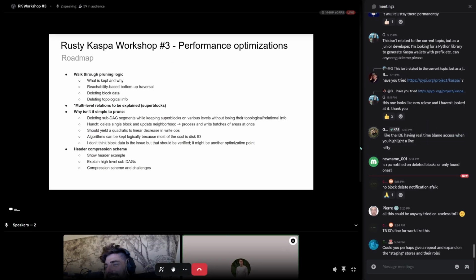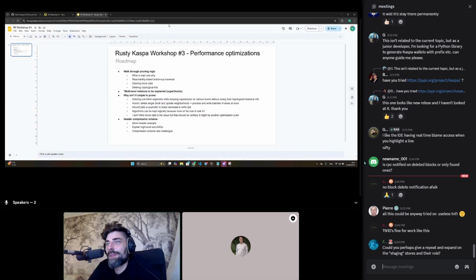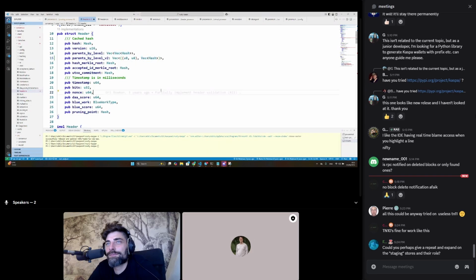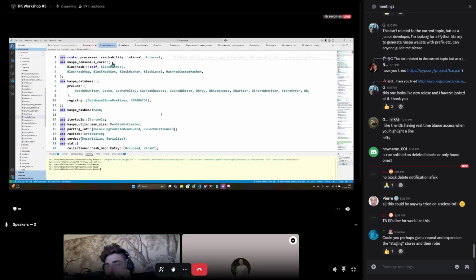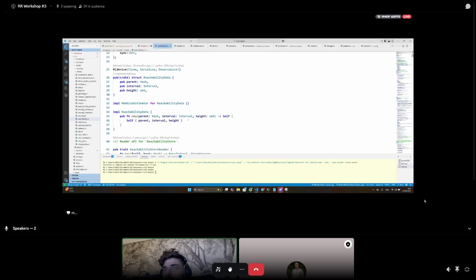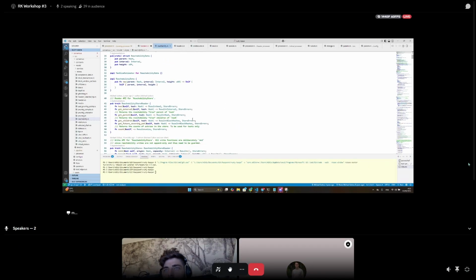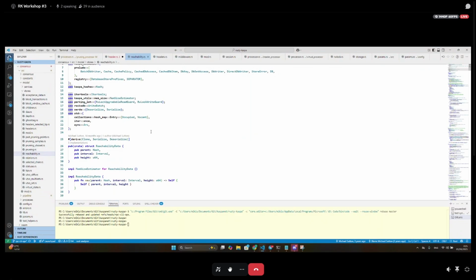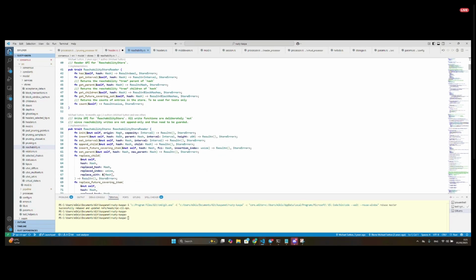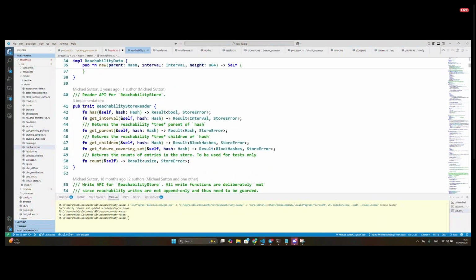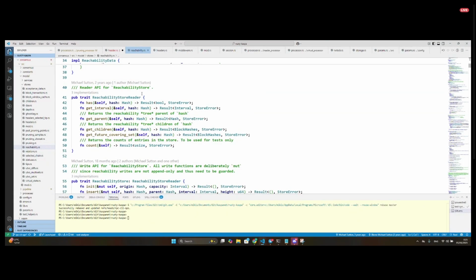Fresher wants to know what staging stores are. So if you look at the reachability under stores, you have the staging, the memory, and the database version usually, right? Yeah. I think the memory is only used for tests. So it's a simple in-memory store. Then you have the database, and then you have the staging, and they all implement the same interface.